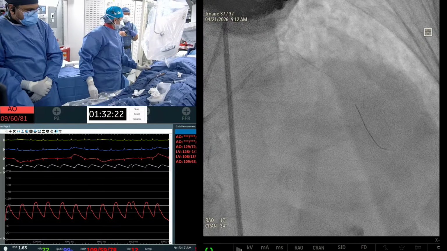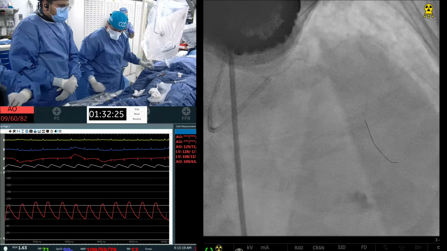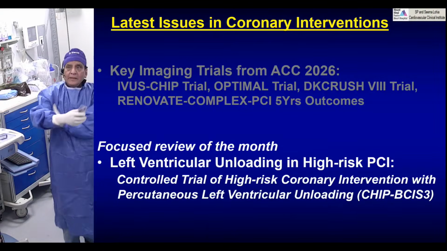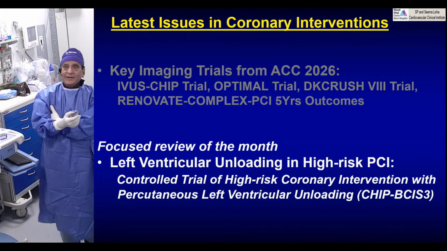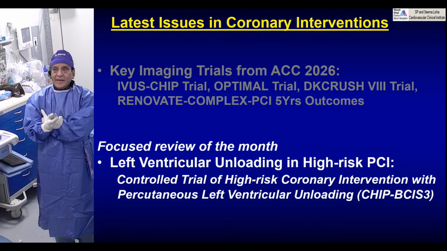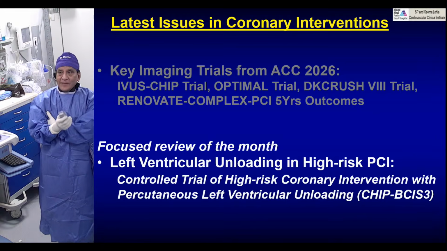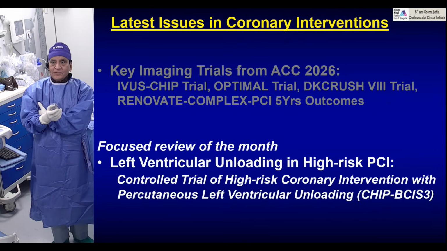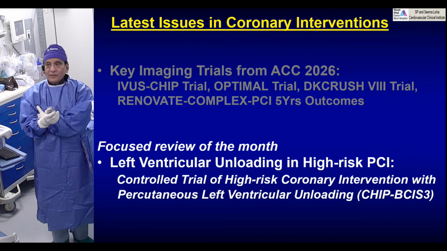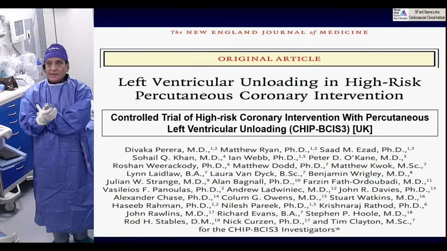So let's go to our presentation now. Okay, it's working now, right? Good. Let me see the second one. A lot of controversy at ACC: two negative trials, one of imaging, and then another negative trial of high-risk PCI, which is the Control trial of high-risk coronary intervention with percutaneous left ventricular unloading, CHIP-BCIS3.